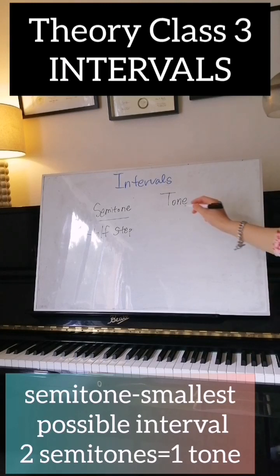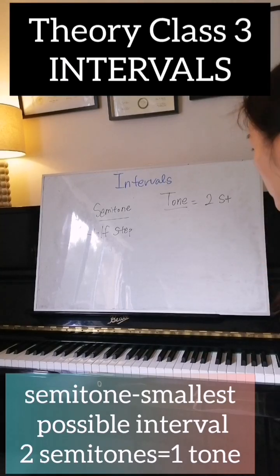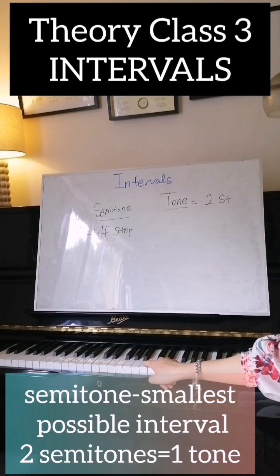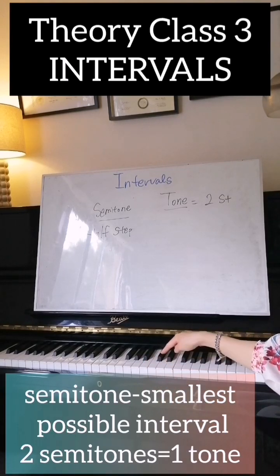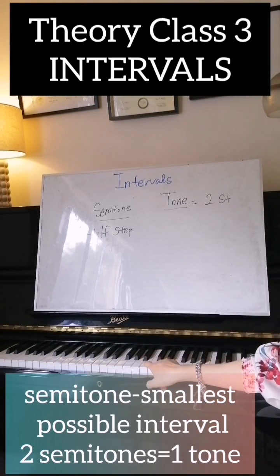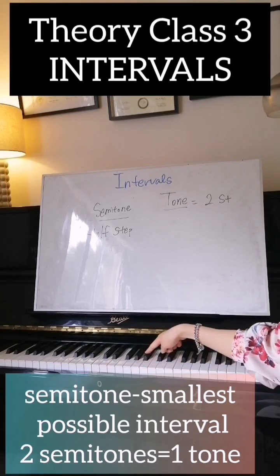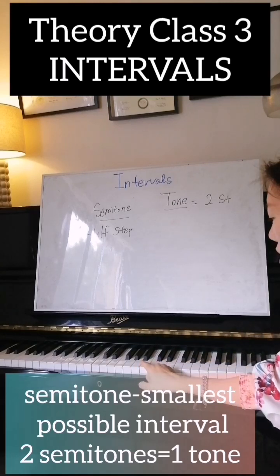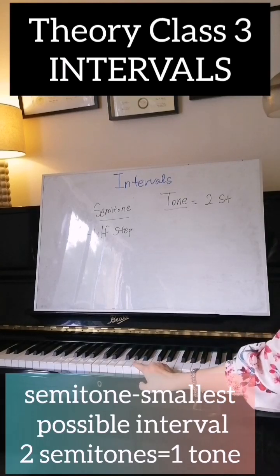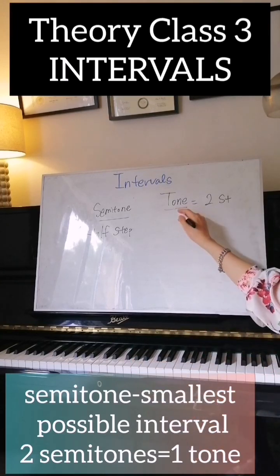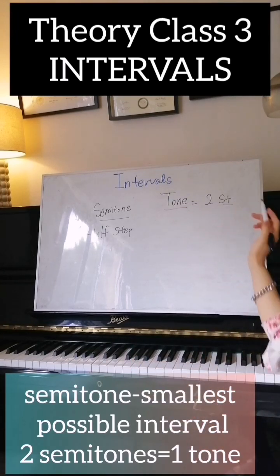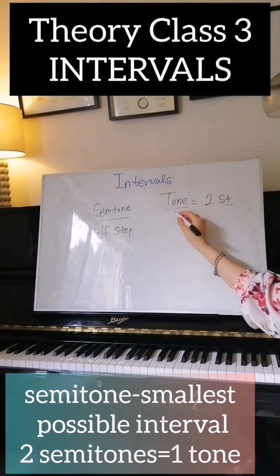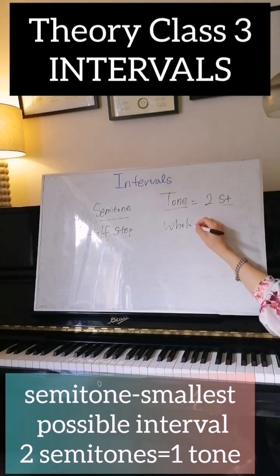Now we're going to talk about tone. Tone basically means two semitones between the notes. So what is a tone above B? 1, 2, it becomes C sharp. What is a tone below B? We're going to move down by 2 semitones. 1, 2. So one tone below B is A. Remember that a tone means 2 semitones. Tone is also called whole step.